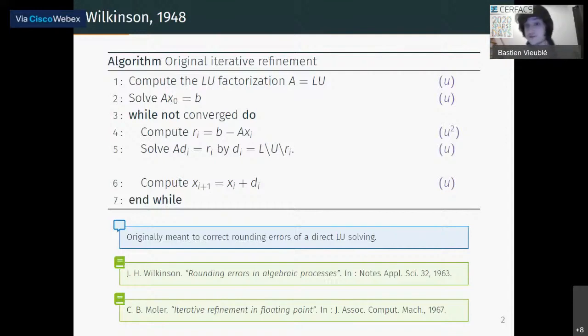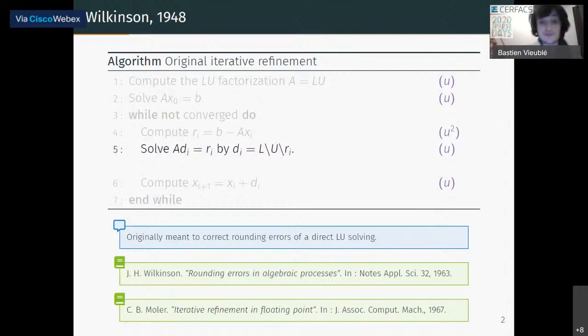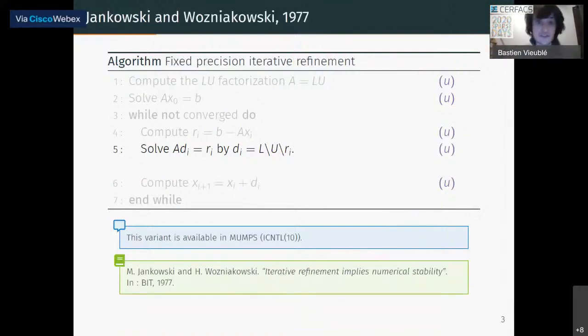Originally, in the Wilkinson version, everything was done at precision u, standing for the working precision, except the computation of the residual, which was done at precision u squared, which is a higher precision. Over the different iterative refinement algorithms we will review in this presentation, only this set of precisions and the solver used at step 5 will change. In 1977, Jankowski and Wozniakowski introduced the fixed precision iterative refinement, using the precision u, the working precision, for every operation. So working precision also for the computation of the residual.